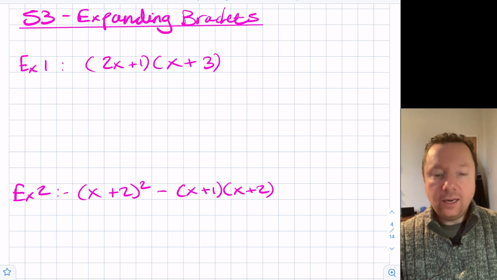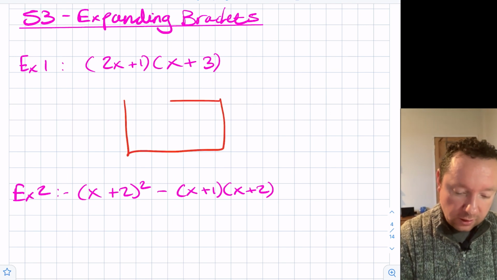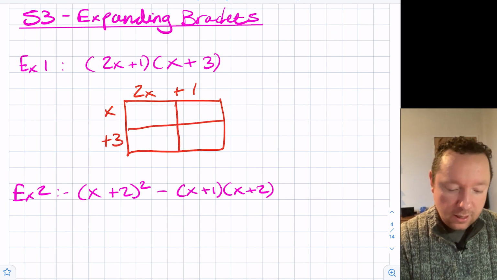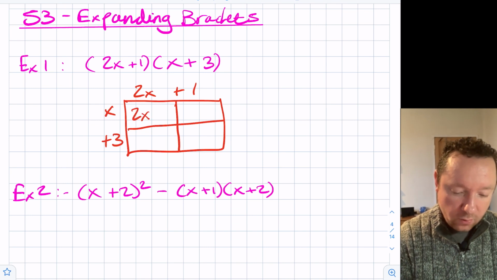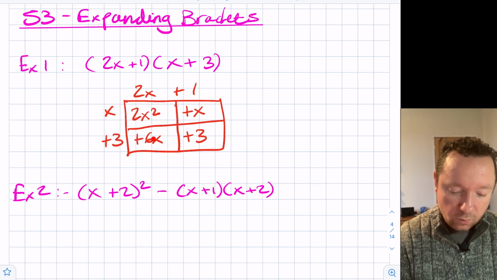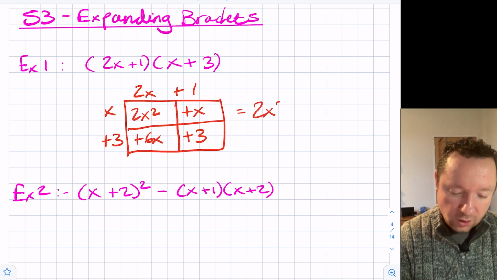Section 3, we're going to review expanding brackets using the box method, the area method I like to do. So 2x plus 1 times x plus 3. If you just draw yourself a box, you can put 2x plus 1 on one side and x plus 3 on the other and just split it up into its 4 pieces. 2x times x is 2x squared. 1 times x is plus 1x. 3 times 2x is plus 6x. And 3 times 1 is 3. Remember, these diagonals go together, so when we're collecting the terms, we get 6x and 1x is 7x. So the final answer is 2x squared plus 7x plus 3.